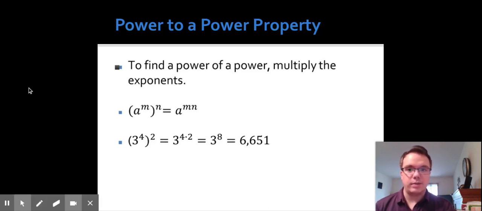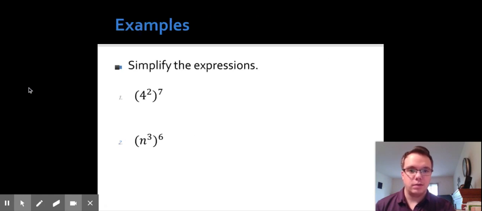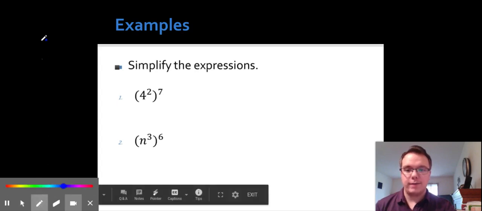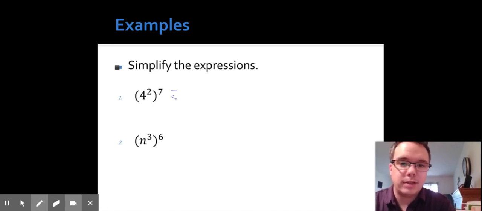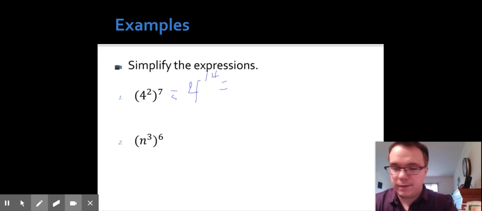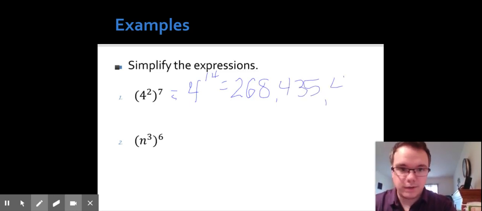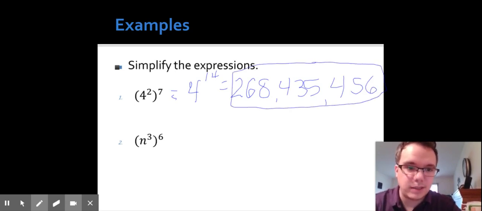All right, I do have a couple examples of the power of a power rule. Let's go ahead and write these down. If I take 4 squared and I take it to the 7th power, I'm going to take the exponent outside, 7, and multiply it by the exponent inside, 2, which gives me 4 to the 14th power. And if I put that in a calculator, I get a very big number, which is 268,435,456. So there is our most simplified answer. It's a very big number, but that's okay. Exponents get very big very quickly.